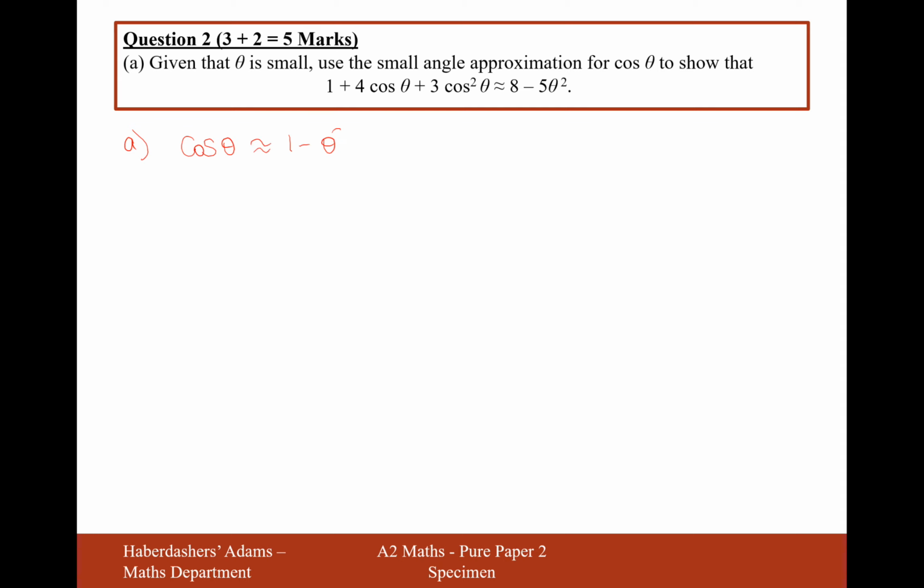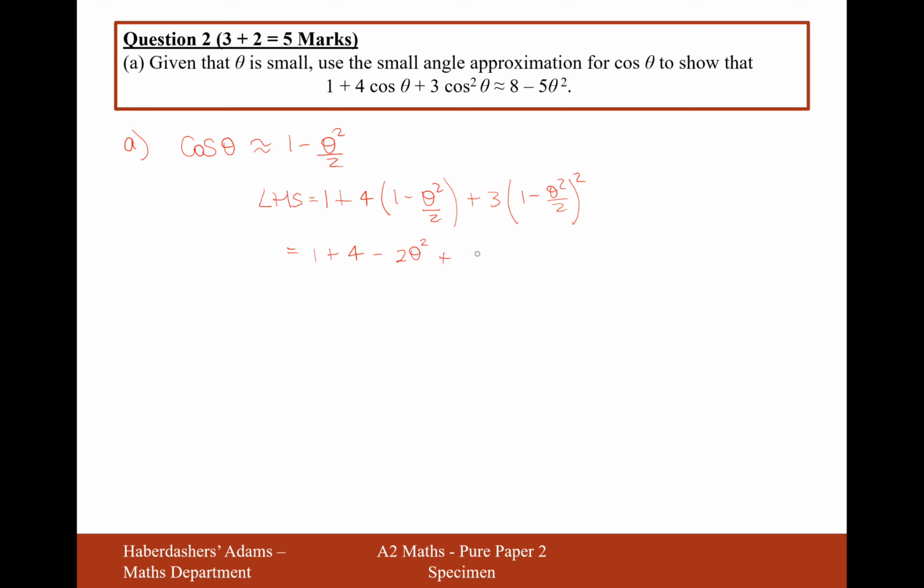It's 1 minus theta squared over 2. So let's substitute it into 1 plus 4 cos theta plus 3 cos squared theta. It's going to be 1 plus 4 brackets 1 minus theta squared over 2, plus 3 lots of 1 minus theta squared over 2 all being squared. Okay, so this is the left hand side, which is equal to 1 plus 4 minus 2 theta squared. So the 4 and 2 cancel out there.